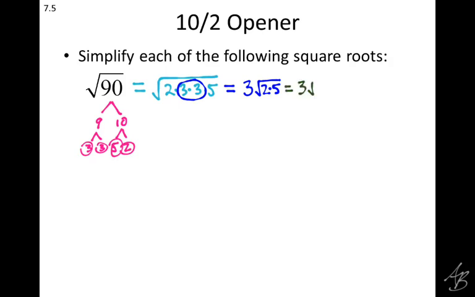The 3 stays on the outside, and then we multiply 2 times 5, and we get 10 on the inside. So we get 3 square root of 10.